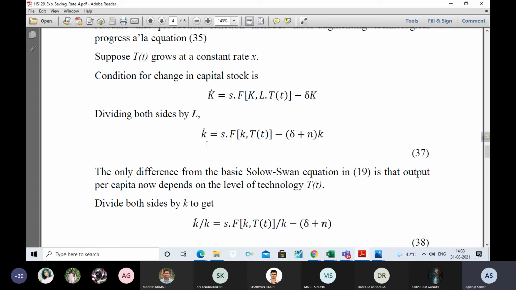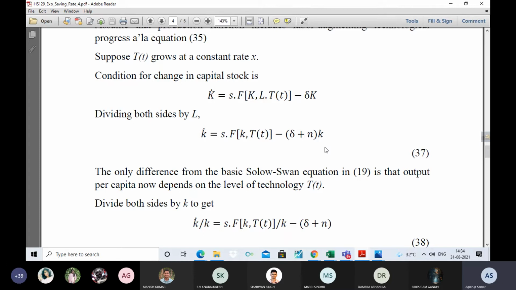So the only difference between this equation 37 and our basic Solow-Swan equation in 19, where technology was assumed to be constant over time, is that output per person now depends on the level of technology, T. Output per person depends on the level of technology, T, right?